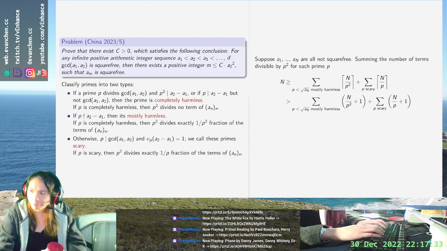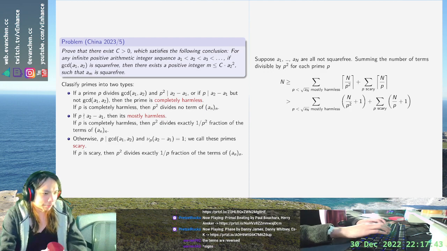Hang on, also I'm flipping all the inequalities, aren't I? I think I flipped literally every inequality. Crap. Yeah, sorry, this is less than. Okay, so sum over... yeah, I flipped literally every single one.